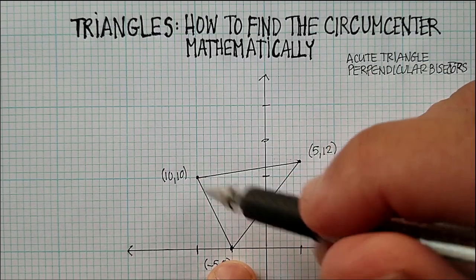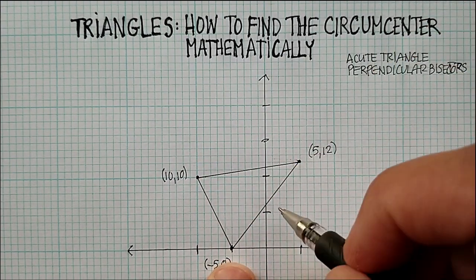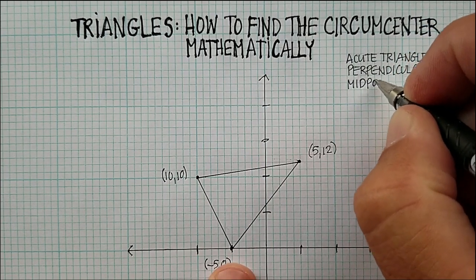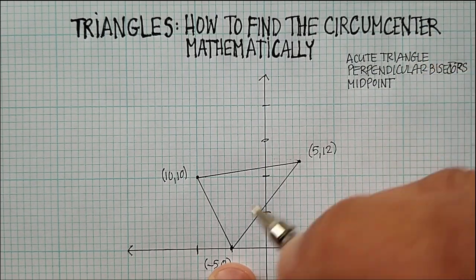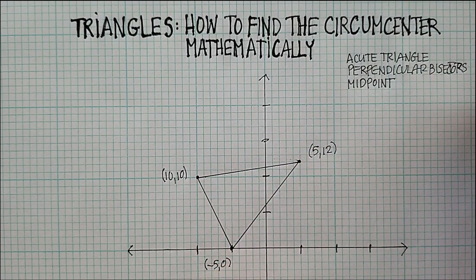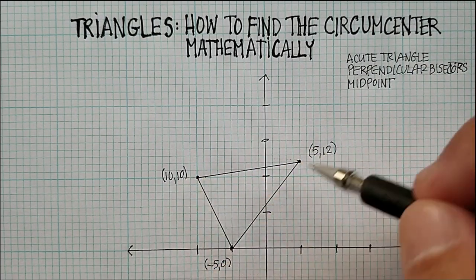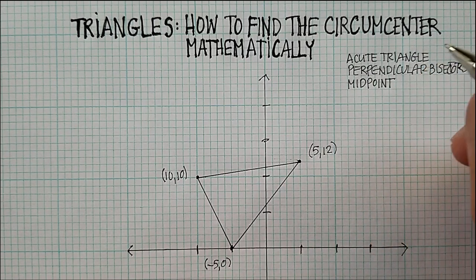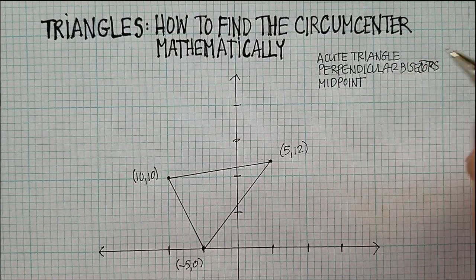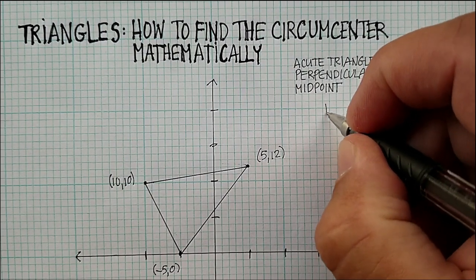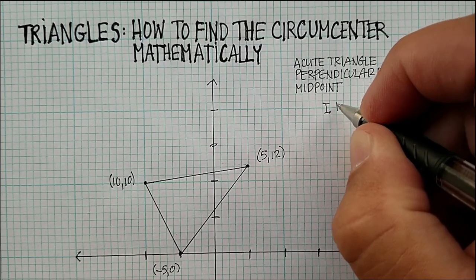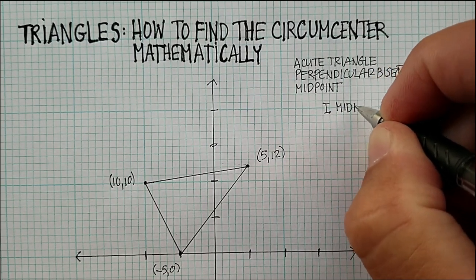So the first thing you need to do is to find the midpoint. Oh, that's another vocabulary word. You need to find the midpoint of each one of these sides. And conveniently, I have all three of the vertices of this particular acute triangle. So let's go ahead and organize our work. The first thing I'm going to write down is midpoint. This is almost like writing an essay, so let's label this paragraph midpoints.